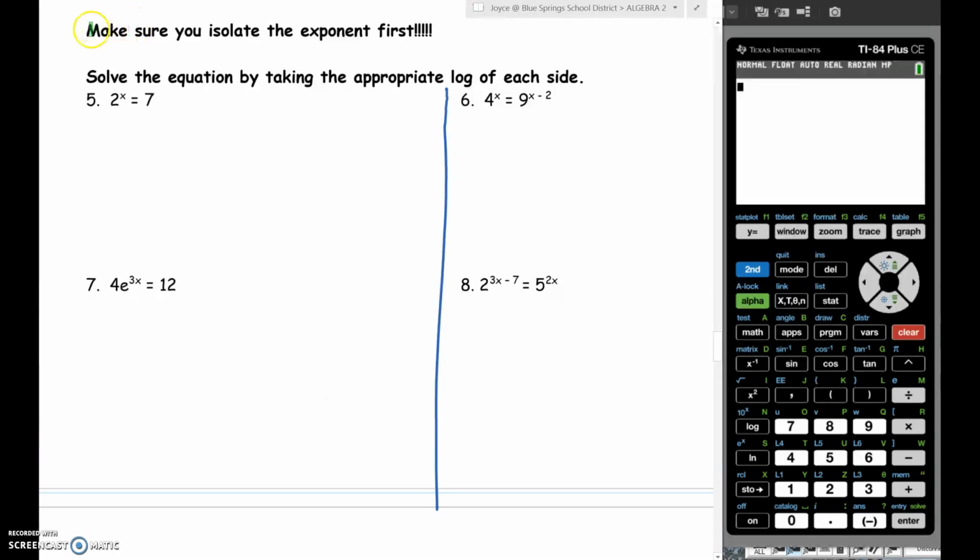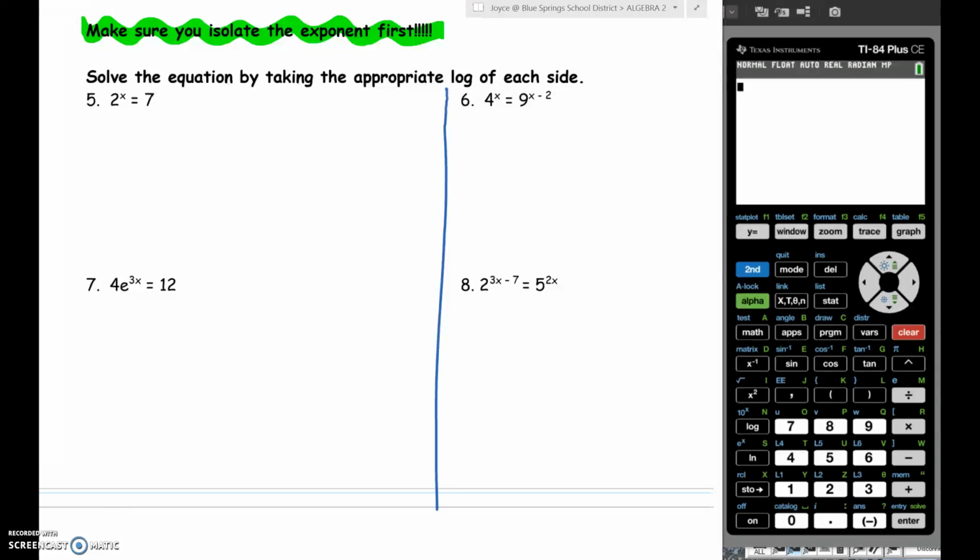Notice the notes at the top of this section. Make sure you isolate the exponent first. So if there was something added after the 2 to the x, you'd need to subtract that. If there was something multiplied in front, you would need to divide that. This one is already done.